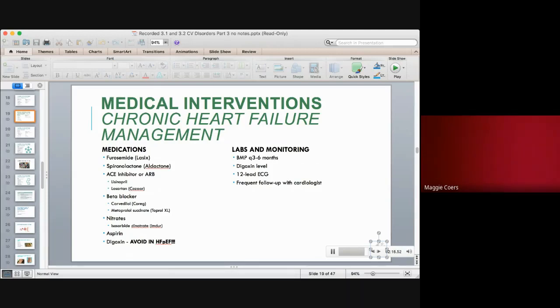All right, and we also monitor labs. All right, so we get a BMP every 3 to 6 months. Digoxin levels usually once a year. A lot of times we get a 12-lead EKG every year, and then frequent follow-up with the cardiologist.